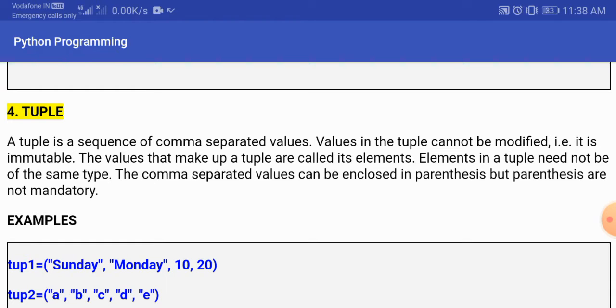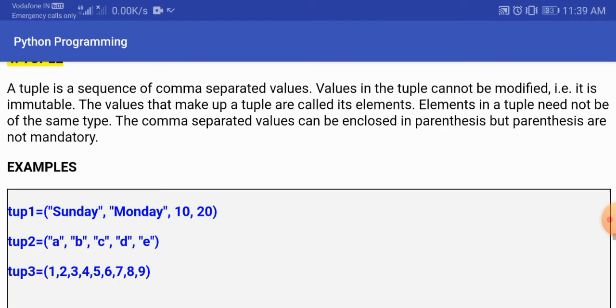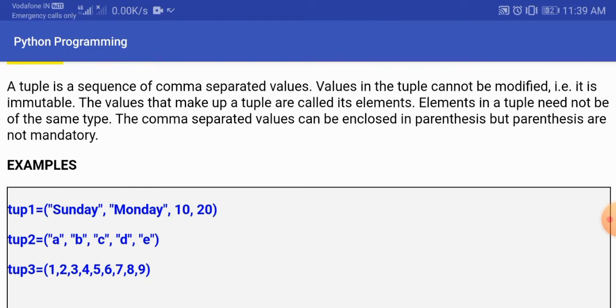Now that is not a necessary condition, just as in a list we can also have elements of different data types. In a similar way, tuples also have this property, that you can use elements of different data types. It is not necessary to use similar data types for all the elements. The comma separated values can be enclosed in parentheses, but parentheses are not mandatory.